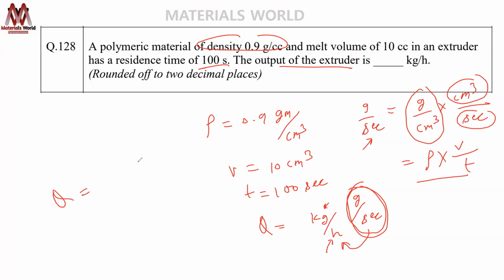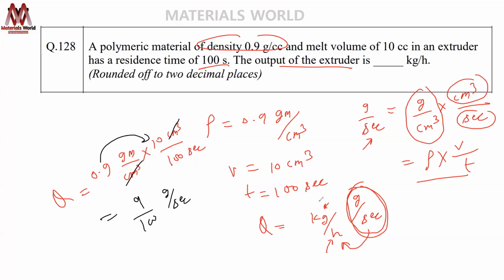So your Q will be rho, that is 0.9 gram per centimeter cube, into volume 10 centimeter cube, divided by time. What is time? 100 seconds. See here, your centimeter cube is going to cancel out. So 0.9 into 10, it's 9 by 100 gram per second. It is asking kg per hour, so you can convert that. It's not a big task. So 9 by 100, that is 0.09. Okay.